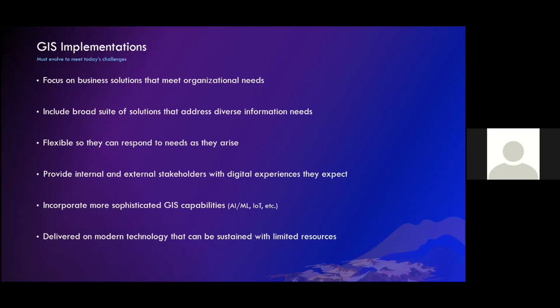So we expect governments and other private organizations to provide that same experience. And now is the time that ArcGIS can also support more sophisticated GIS capabilities like Internet of Things or machine learning, artificial intelligence to maximize the investment that they're making on location-based data. And finally, all these implementations need to be delivered on modern technology that can be sustained with limited resources or the limited time that organizations have to respond to the diverse needs that they're facing.